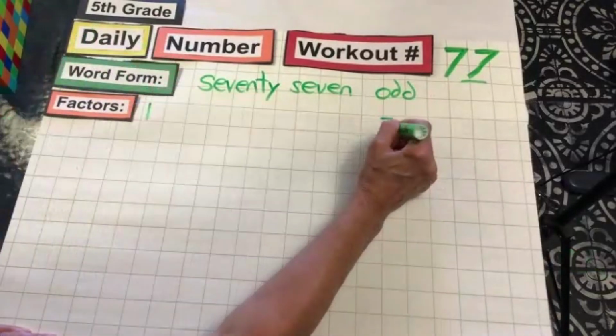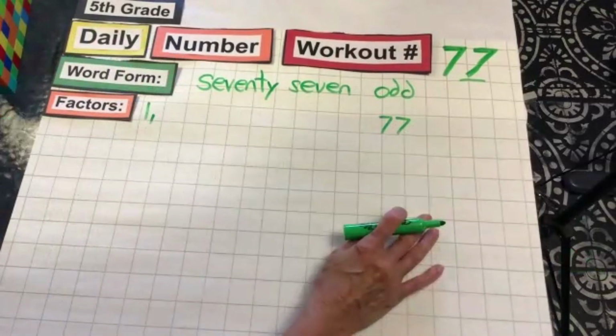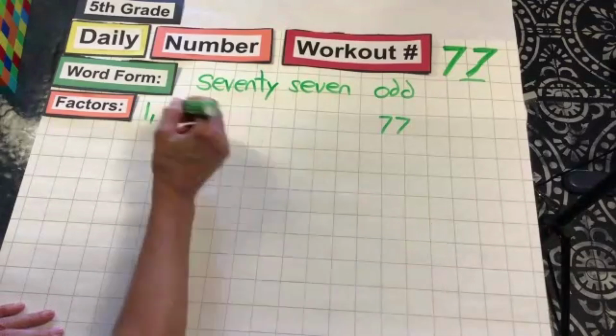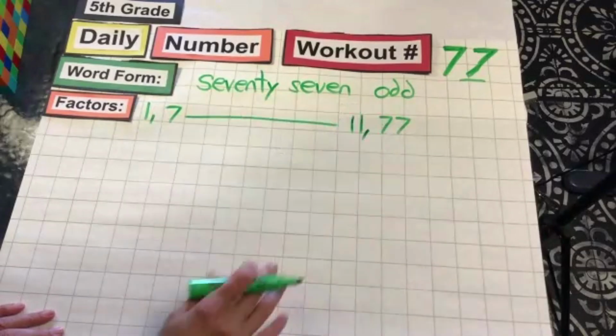1 times 77. 2 does not go in because it is odd. 3 does not go in. 4 does not go in. 5 does not go in. 7 goes in 11 times. And that is it. We are done.